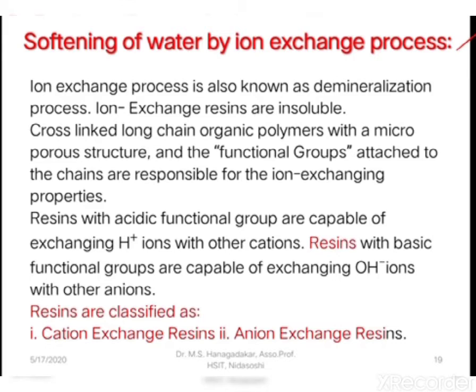Therefore, the ion exchange process is one of the techniques used to convert hard water to soft water. That process is called the demineralization process. As the term itself indicates, demineralization means the removal of minerals from the water. Here, ion exchange resins are used for the demineralization process.